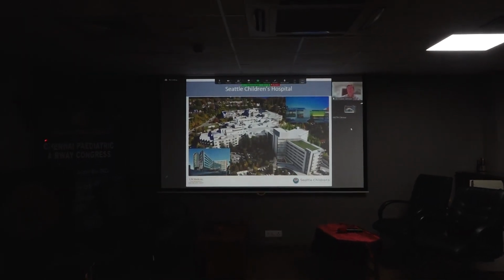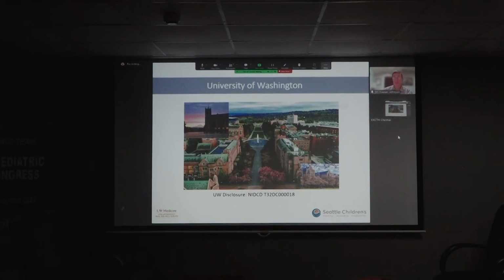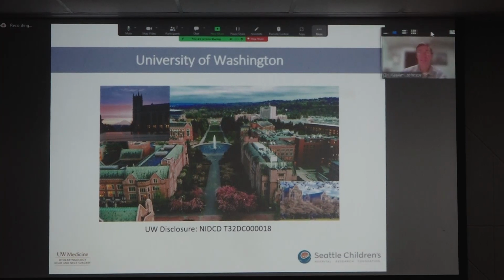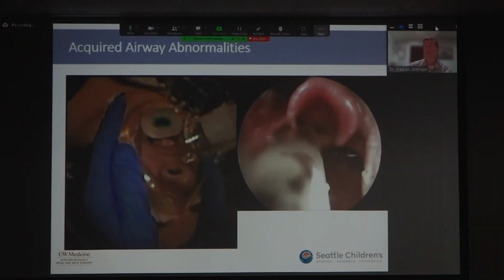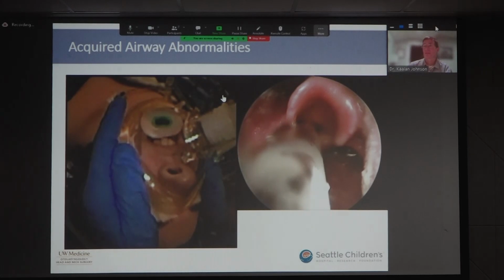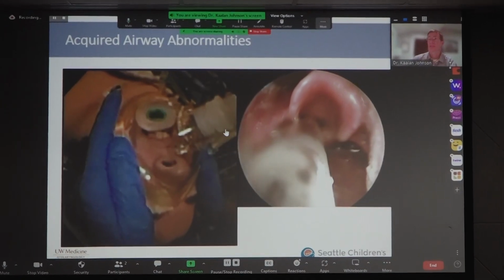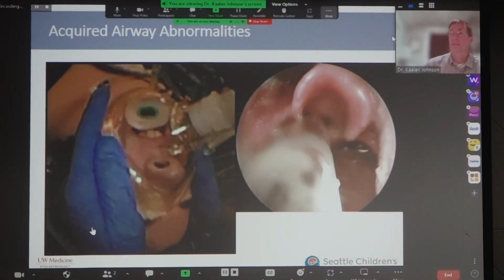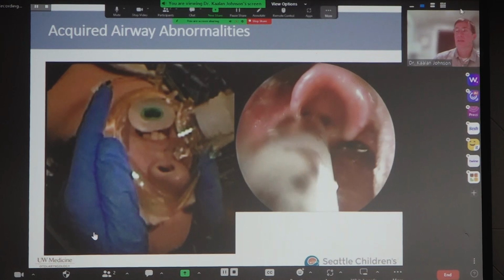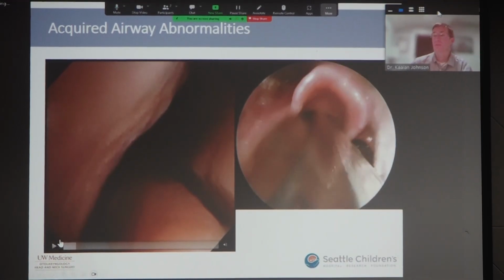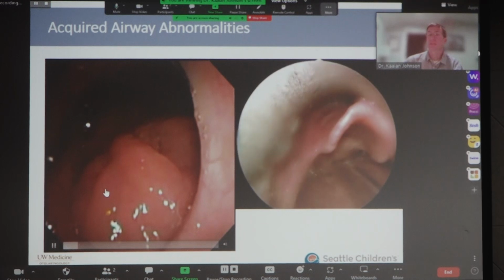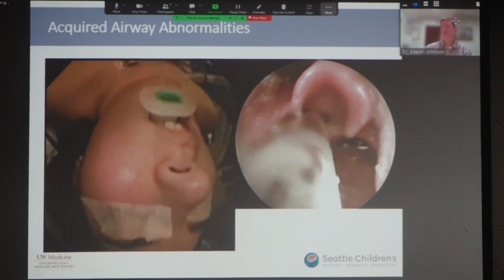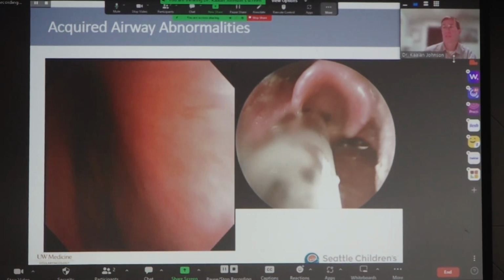So I'm in Seattle currently, and it is quite late, so I apologize if I miss anything, but I'm going to start with a case of a patient just looking at how we do endoscopies in complex multi-level airway obstruction. So on the left, we have a flexible endoscopy, and on the right is a rigid endoscopy on the same patient the same day.